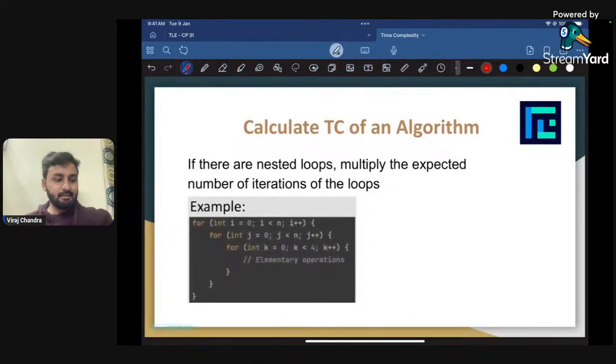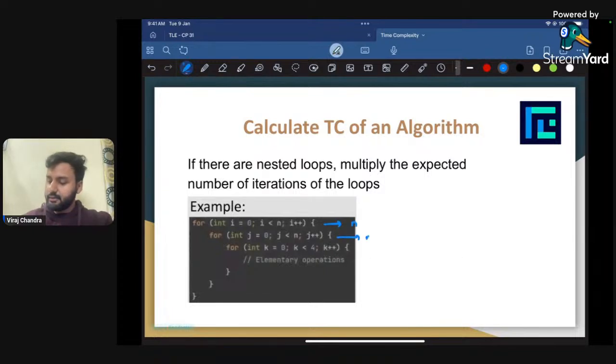So again, more quizzes. Calculate the time complexity of an algorithm where there is a nested loop. When there are multiple nested loops, we multiply the expected number of iterations of the loops. We actually saw this in the example also when we calculated n square, right? So I think this should be very clear. Can you guys quickly tell me what you think is the time complexity here for this example? N square, correct. Great.